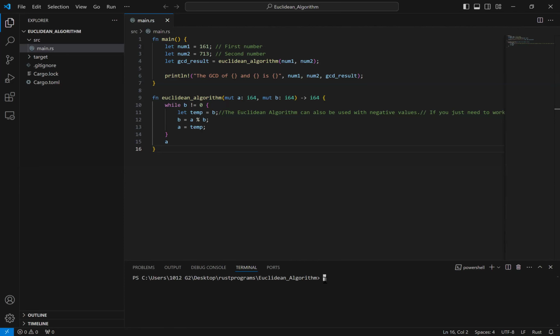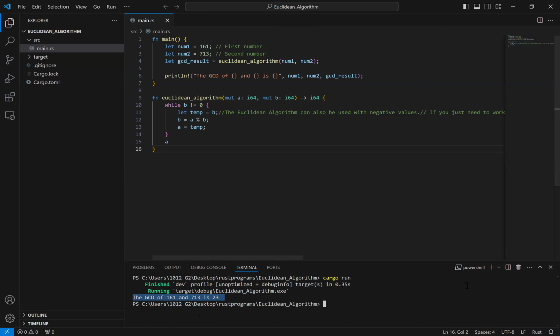Let's run this and see if it gives us the GCD. The result is here. It says the GCD of 161 and 713 is 23. Okay.